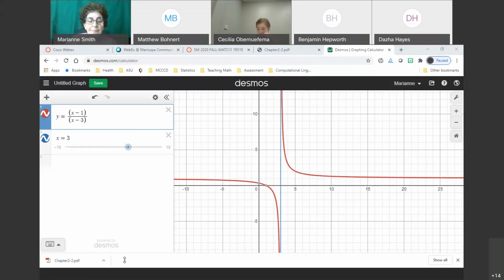So if the y values don't get close to a number, but get larger or smaller, the expression is without bound. That means they're not getting close to a number. They're just growing, growing, growing. Or in the case of this arm, they're going down, down, down. Then the limit as x approaches 3 does not exist.